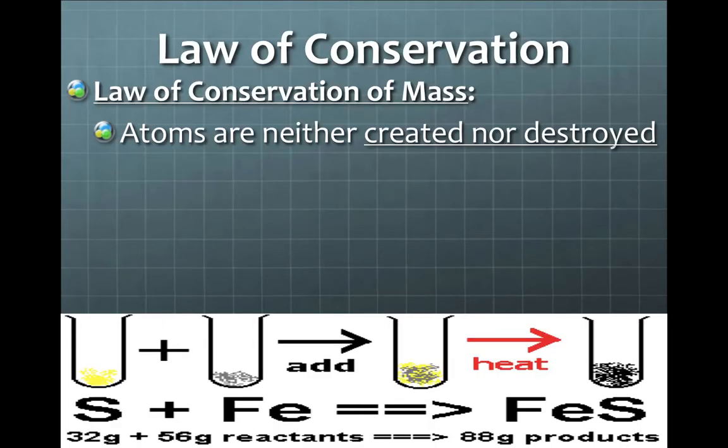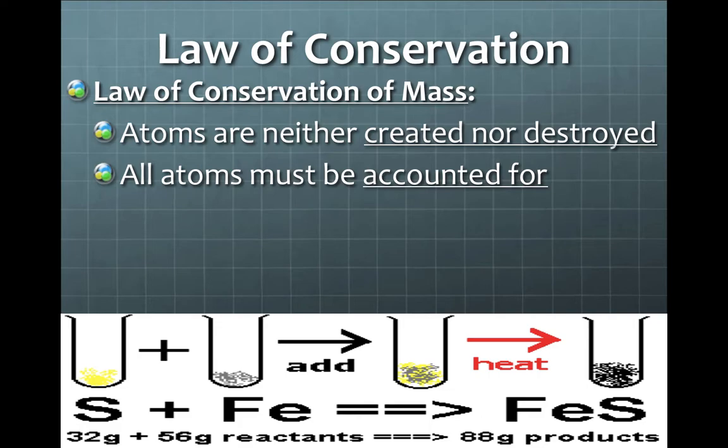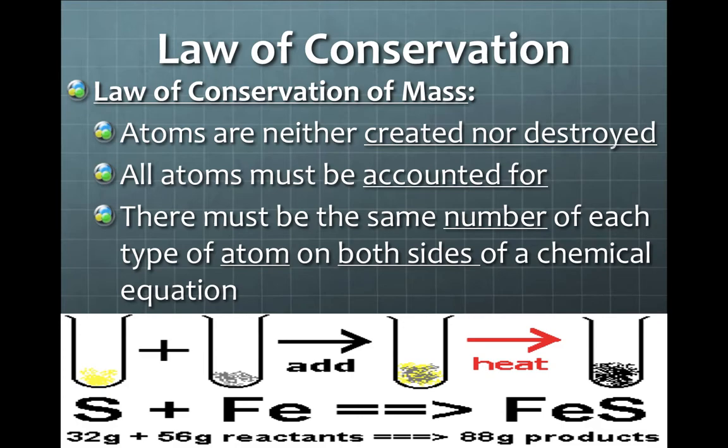Okay, so the law of conservation of mass says that atoms are neither created nor destroyed. So all atoms must be accounted for when we write a chemical equation. Meaning you have to have the same number of each type of atom on both sides of the equation because the atoms cannot be created or destroyed or turned into another atom in a chemical reaction. In nuclear reactions, that is not true. The law of conservation of mass does not hold true in all cases, but for chemical reactions it does.